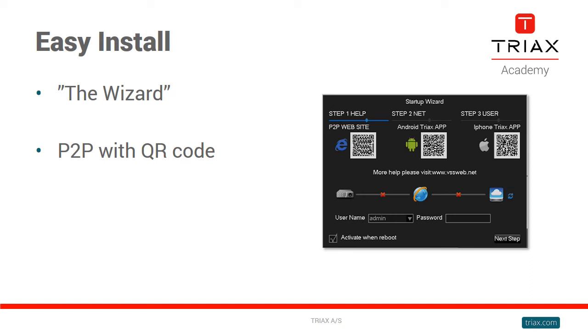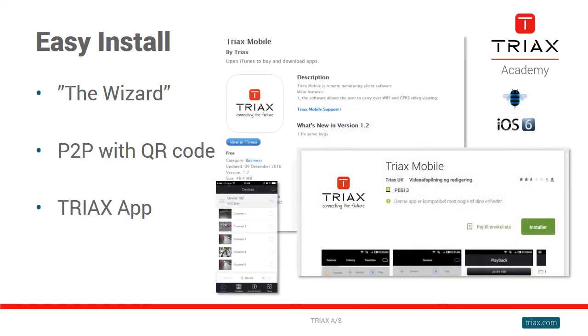and defining smart detection. It also gives you a QR code for connecting your handheld devices to the recorder with the Triax app. This is called P2P or peer-to-peer. The Triax app is available on Apple iOS from version 6, and on Android from version 3, known as Honeycomb. The app gives you remote access to your recorder, if the recorder has access to the Internet.